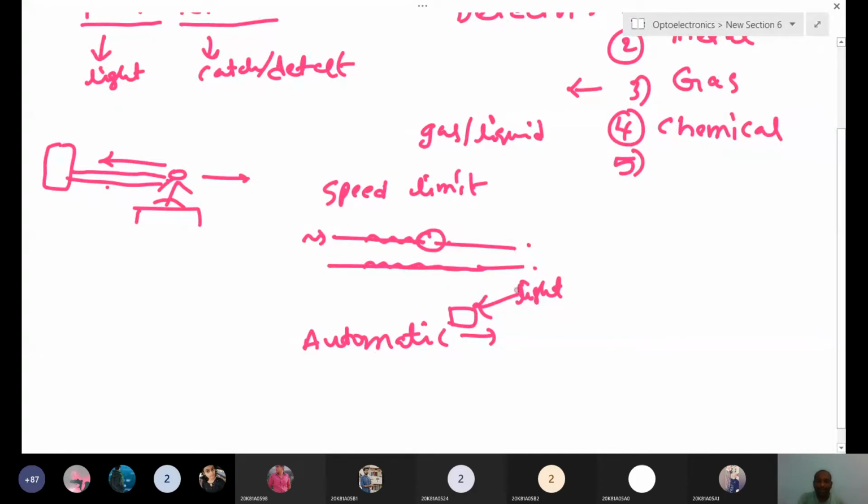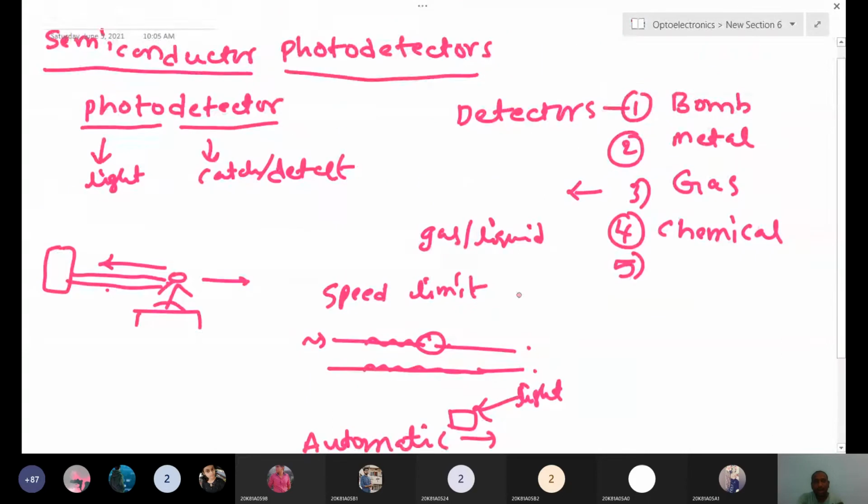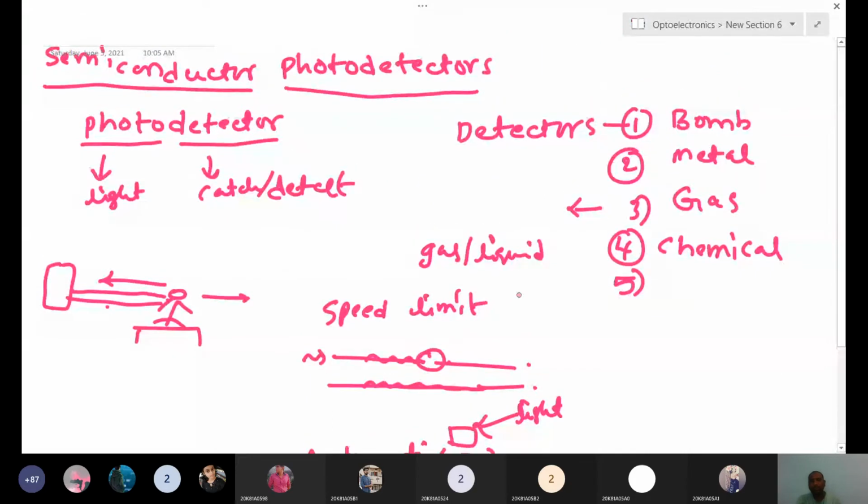But here, mainly in semiconductor photodetectors, we are using only photons, only light, to detect some object or something like that. So we'll see how these photodetectors work. It is simple, just like a PN junction. And these photodetectors have many applications.